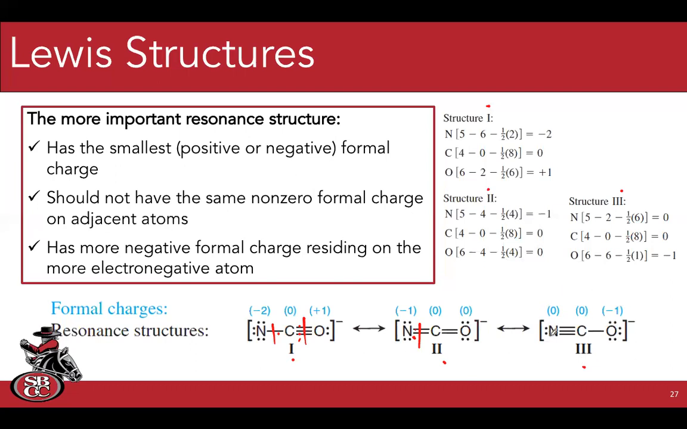3, which has 1, 2, 3, 4, 5 on nitrogen, 1, 2, 3, 4 on carbon, so 0, 0 formal charge. And then 1, 2, 3, 4, 5, 6, 7 on oxygen, which it normally wants 6, so it has a -1 formal charge. This gives it the smallest number of formal charges and puts the formal charge onto the most electronegative atom. So this makes it the most correct resonance structure.